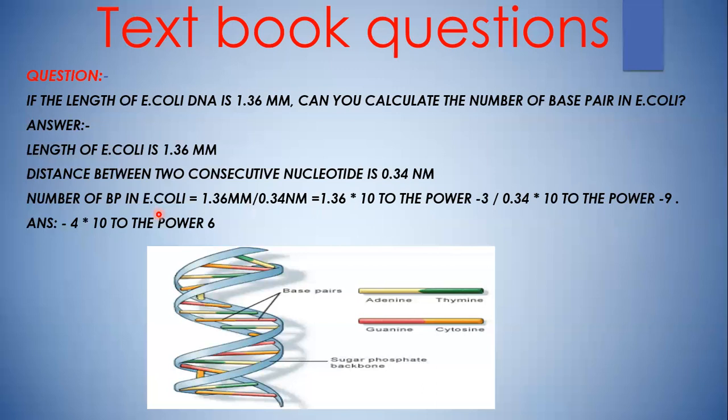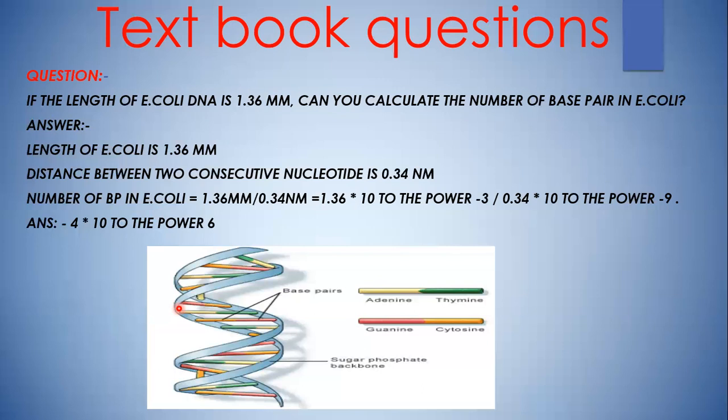You just need to remember the distance between two nucleotide, or else you can say the distance between two base pair, this and this. I'm talking about this distance. And if someone asks you about the pitch, you need to remember how many base pair are there in one turn. Pitch means they are asking about the length of one turn. Okay, don't get confused.